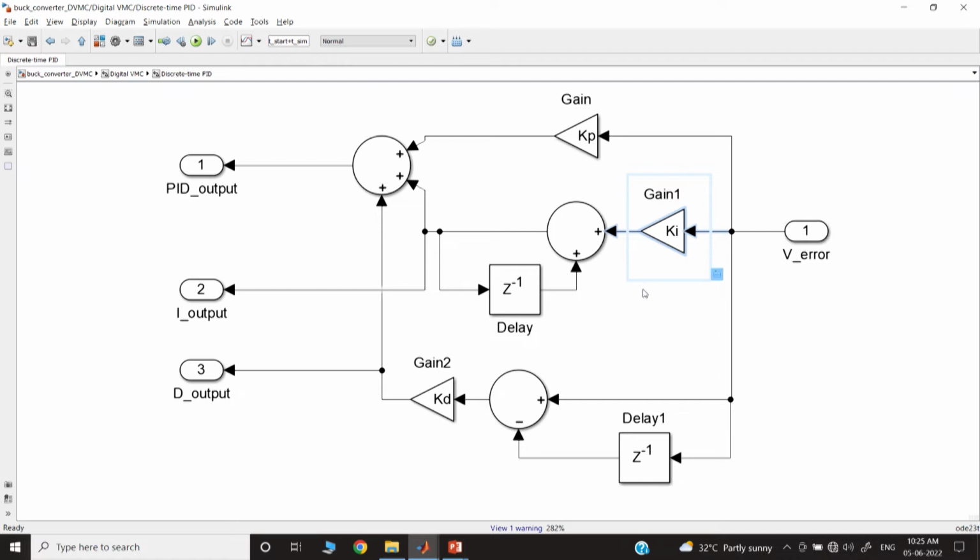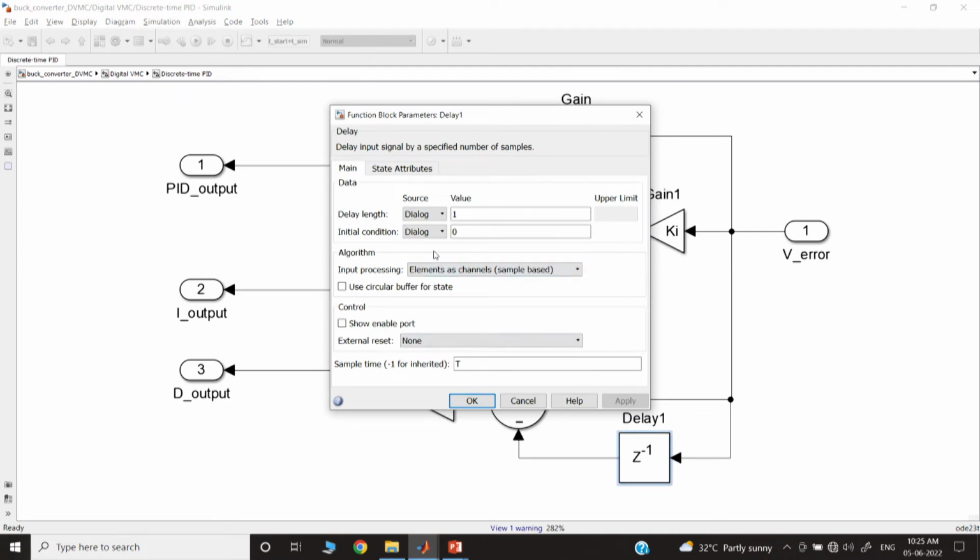Okay, we will discuss this. This is the discrete time integral gain, and then this is our discrete time derivative gain, which is kd into VEN, the running sample error voltage minus its previous value. And if you go inside, we can also initialize, but here we are simply setting 0.